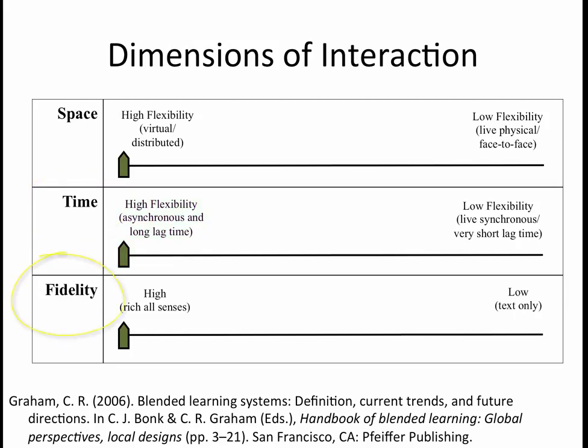The last one is fidelity, and what we mean by fidelity is how many communication cues are present. Sometimes that's called richness. Very low fidelity would mean you're basically only using text. And high fidelity means that there are lots of different communication cues that are present. So let's talk about the different types of interaction and how these dimensions change according to those types of interaction.